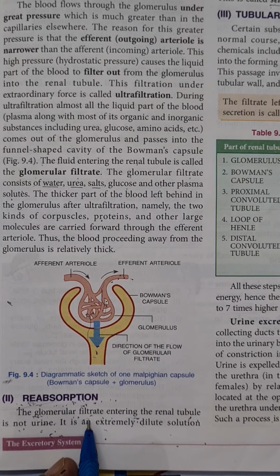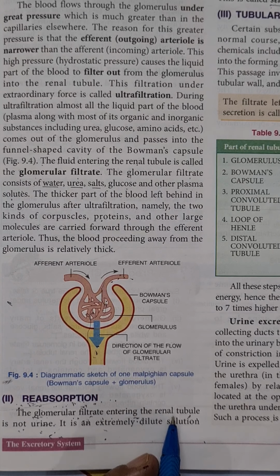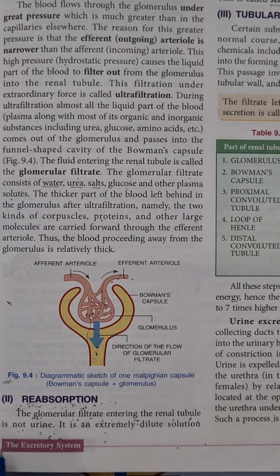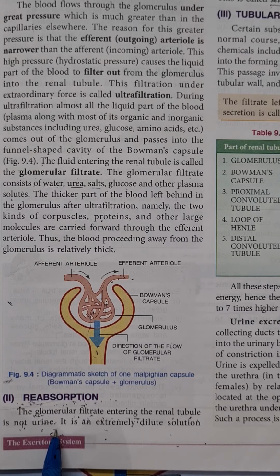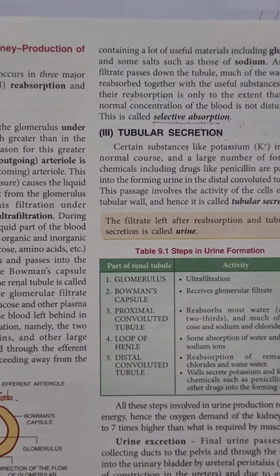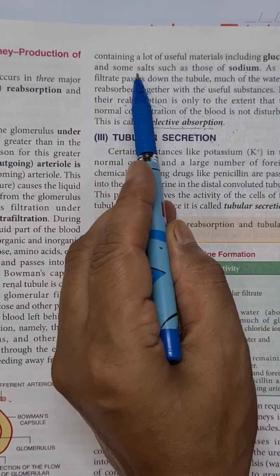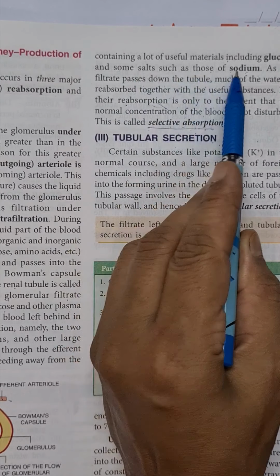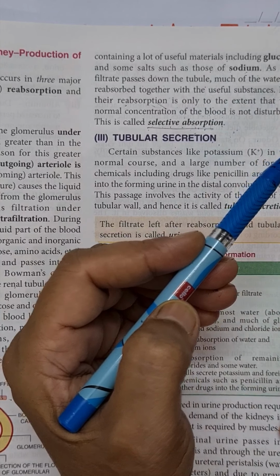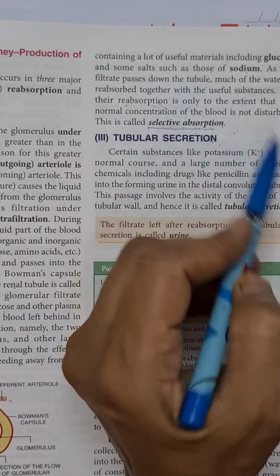Next is reabsorption, or the selective reabsorption. The glomerular filtrate entering the Bowman's capsule, the first part of the renal tubule, is not urine. It is an extremely dilute solution which contains a lot of useful materials including glucose, some salts such as those of sodium, and a large quantity of water. All these useful materials are required by our body.